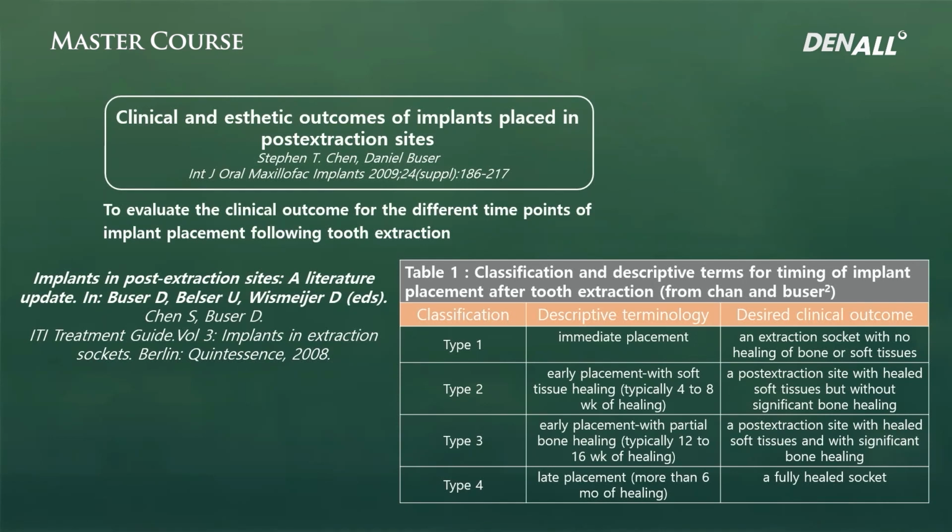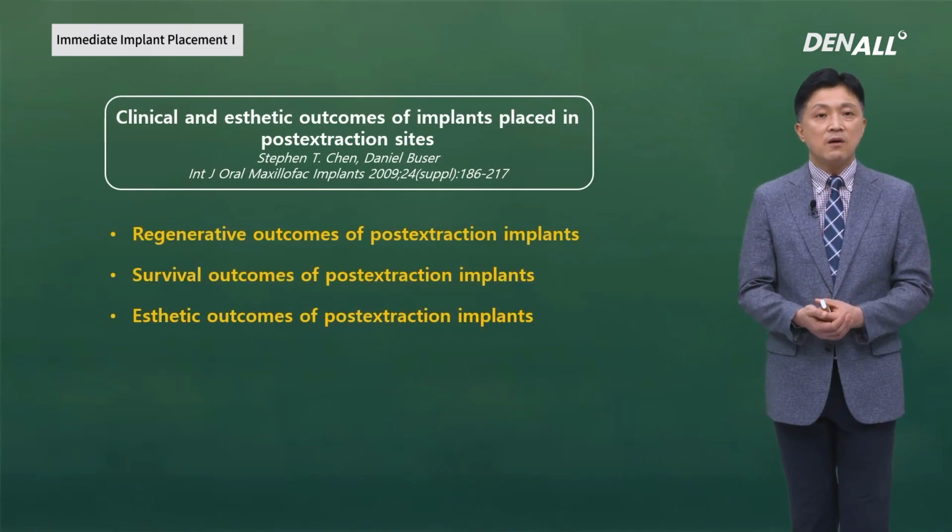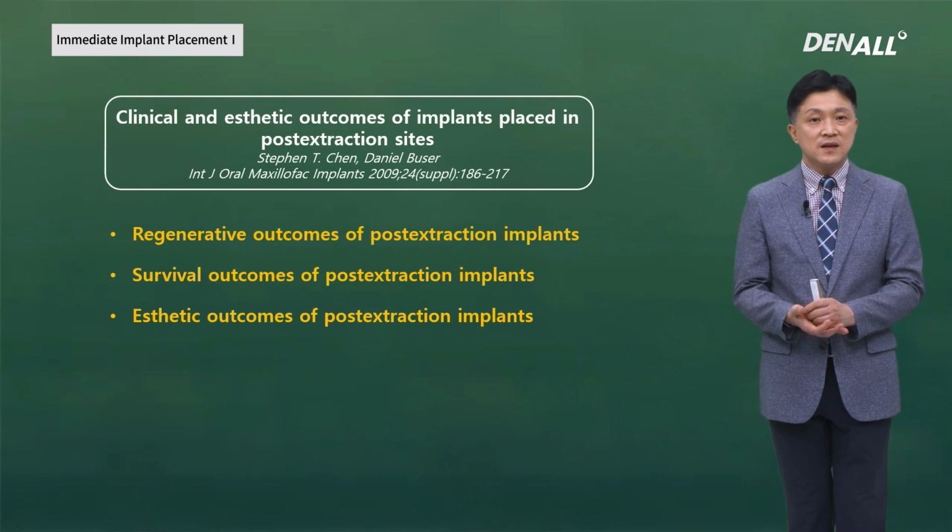Type 1 is immediate placement. Type 2 is early placement with soft tissue healing, typically 4 to 5 weeks of healing. Type 3 is early placement with partial bone healing, typically 12 to 16 weeks of healing after extraction. Type 4 is late placement of more than 6 months of healing. This study compares types 1, 2, 3, and 4. There are different results. Let me share with you the conclusion.